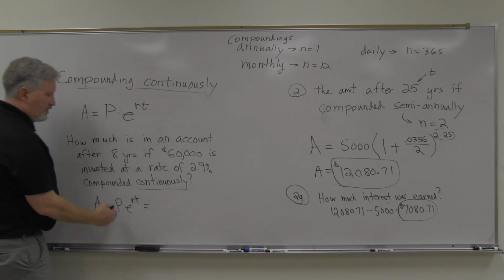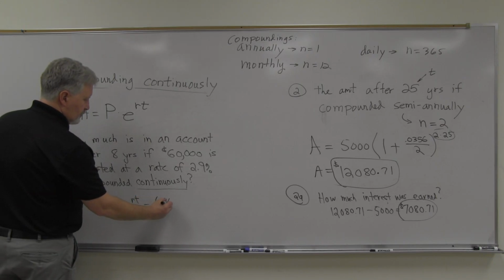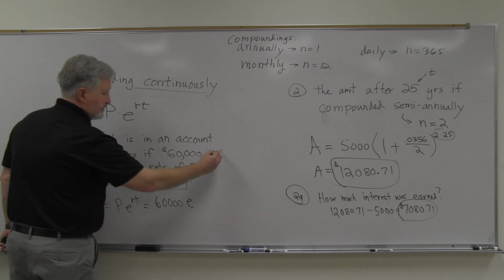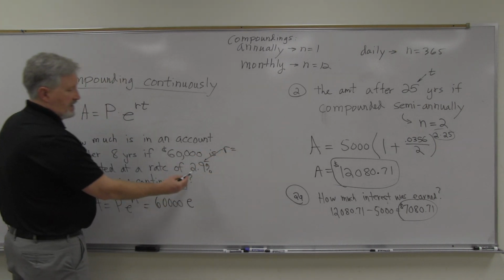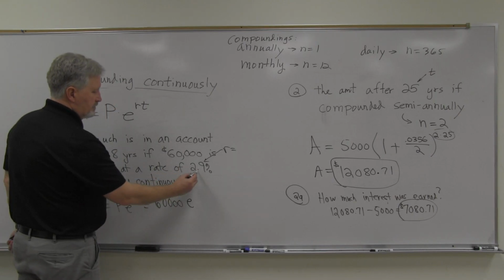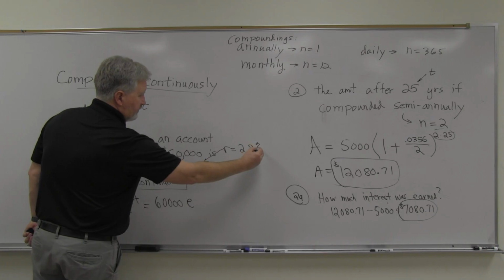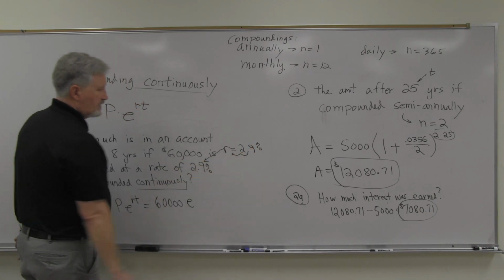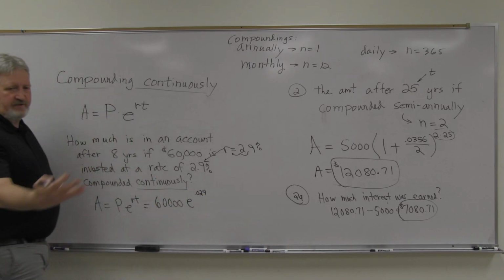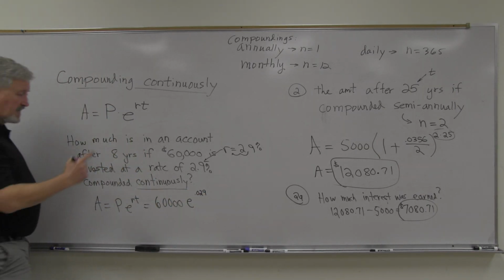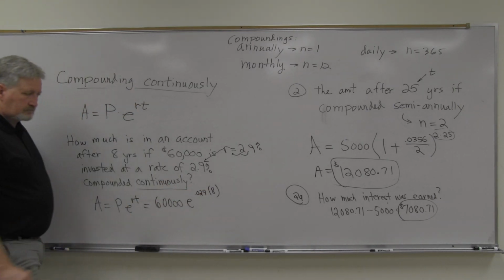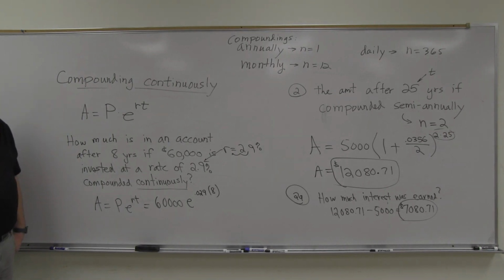P is the amount you start with, so that's 60,000 here. The r, of course, is the rate, but it's 2.9%, so you do have to move that 2 places to the left, so it's 0.029. And that is a change from the other one. The rate is actually in the power, times the t, time in years, so this is 8 years. That's what we need to figure out.